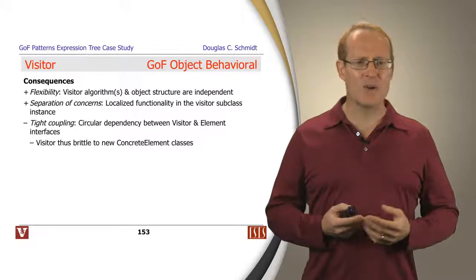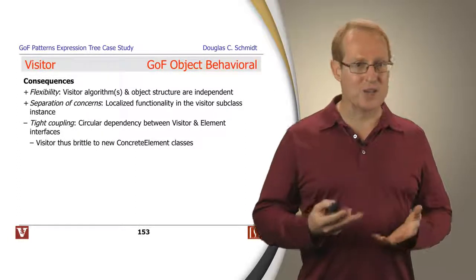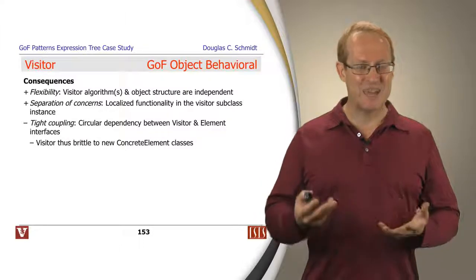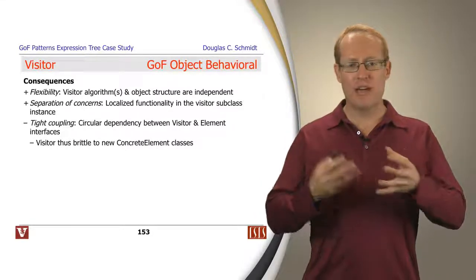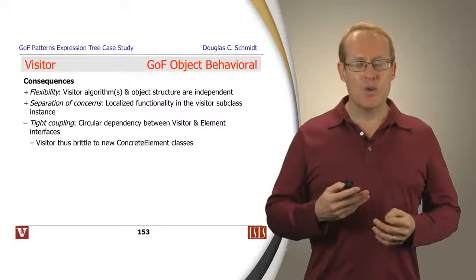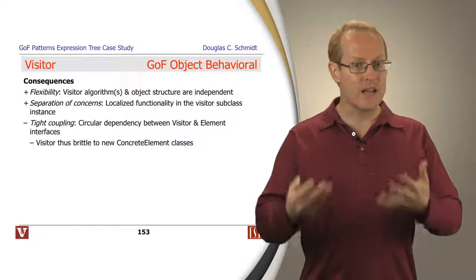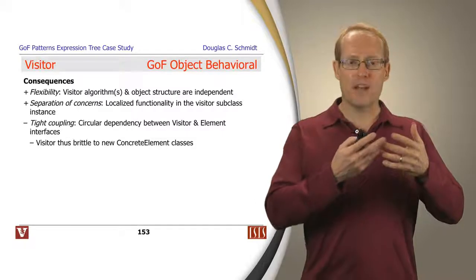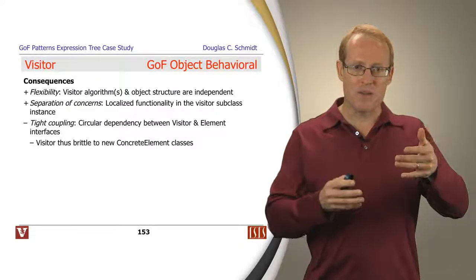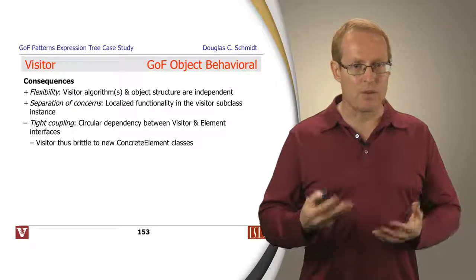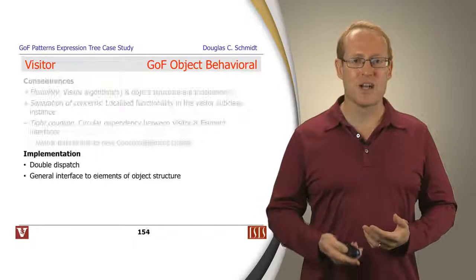There are some downsides, however. Probably the biggest downside is it's a hard pattern to explain and understand, but there's also some other issues. There's rather tight coupling between visitor and element interfaces. So if you end up making new types of elements, you're going to have to go back and open up the visitor base class and add the appropriate visitor methods, which can start to have quite a bit of ripple effect through your overall design.